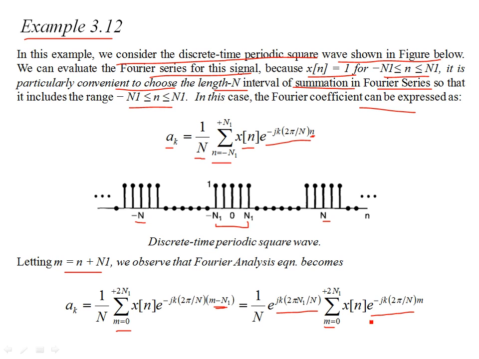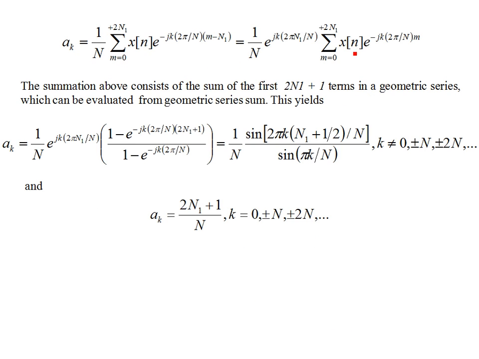Now you can see that this summation, looking at the indices of the summation, is a geometric progression. Okay, so if you are going to solve this, the summation over m consists of, first of all, 2n1 plus 1 terms, because it starts with 0. So this is a geometric series, which can be evaluated from a geometric sum. This is 1, and this is the common ratio of the geometric progression, because the first term is going to be 1.